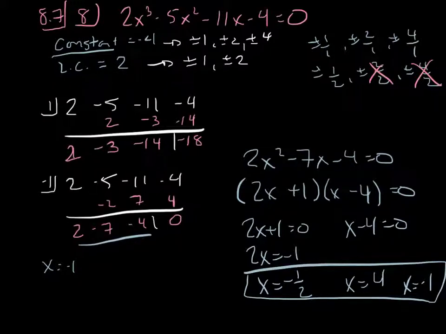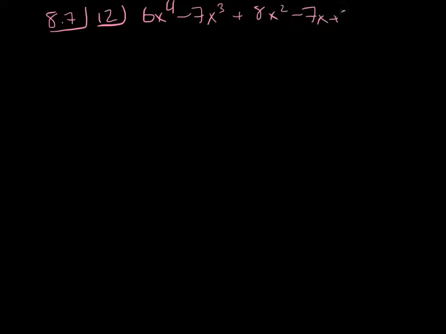Those are my solutions. Okay, do one more in regards to 8.7. This is 8.7, number 12 is what I'll do. Okay, so it's 6x to the 4th. Good, means I need 4 solutions. 6x cubed plus 8x squared minus 7x plus 2 is equal to 0.